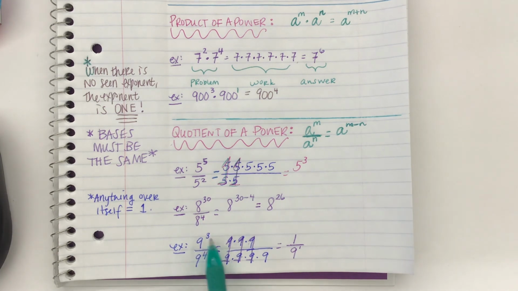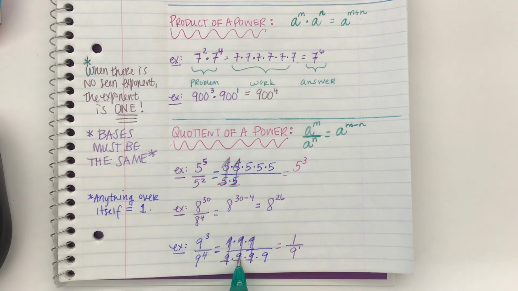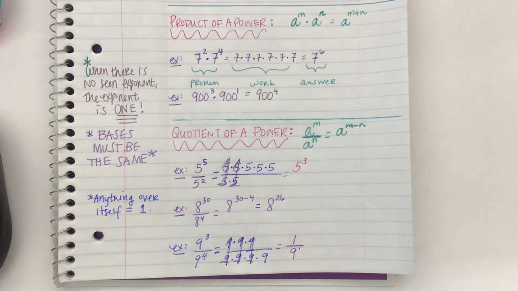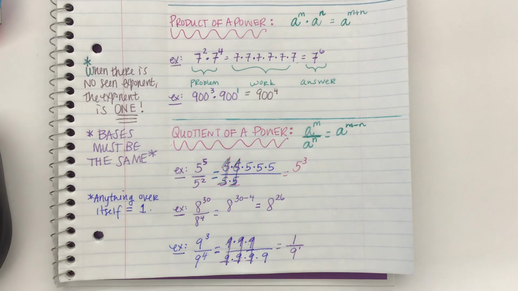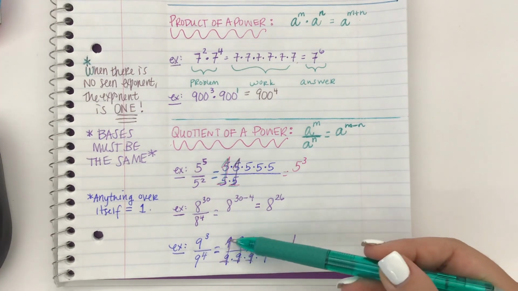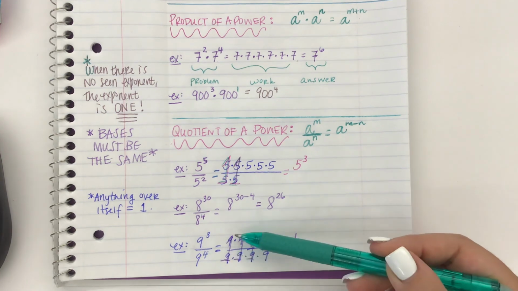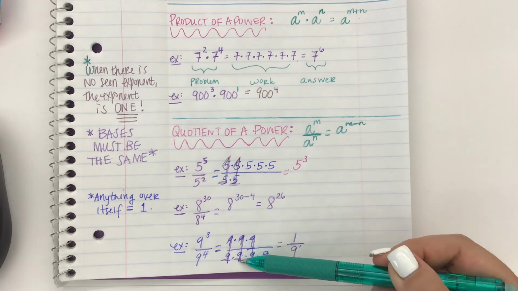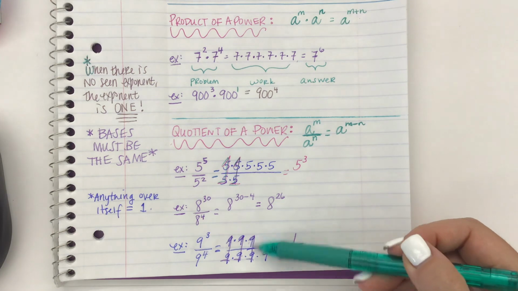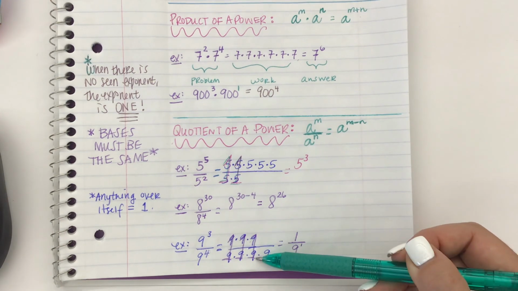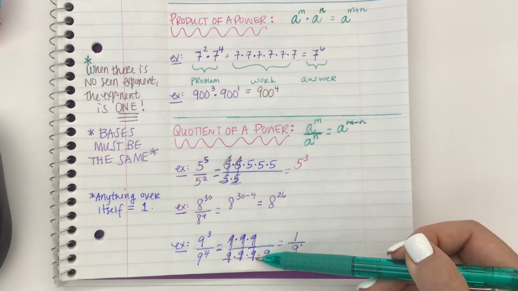9 to the power of 3 is equal to 9 times 9 times 9, 3 times. And 9 to the power of 4 is equal to 9 times 9 times 9 times 9. So I wrote it out. So when in doubt, write it out. So I know that 9 over 9 is 1, so I cancel that out. Again, 9 over 9 is 1, so I cancel that out. And again, I cancel that out. So I was able to cancel out 3 nines.